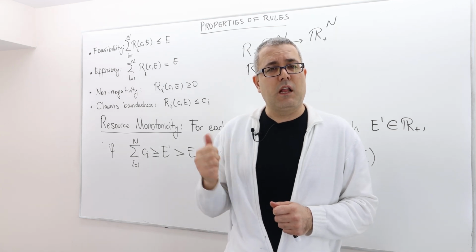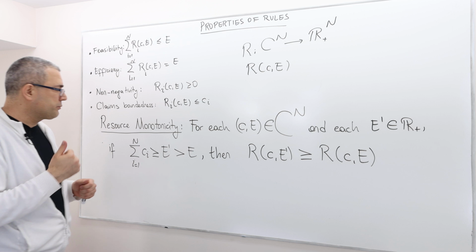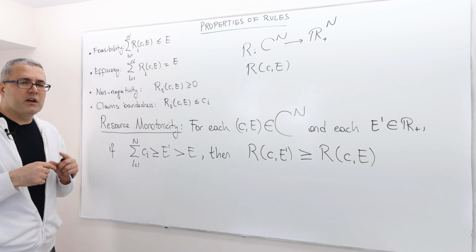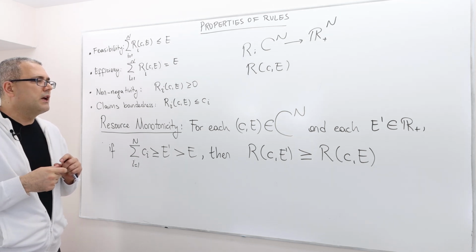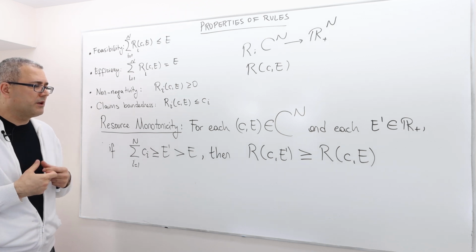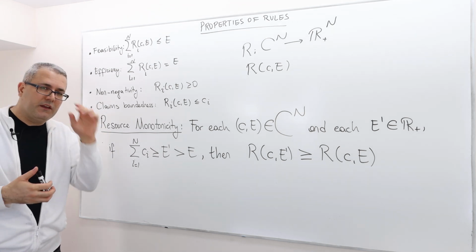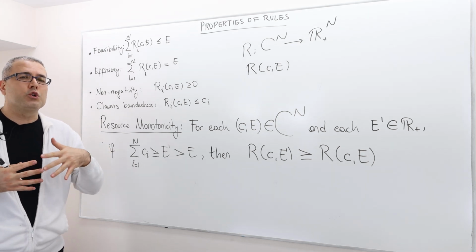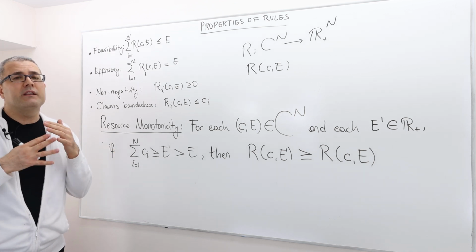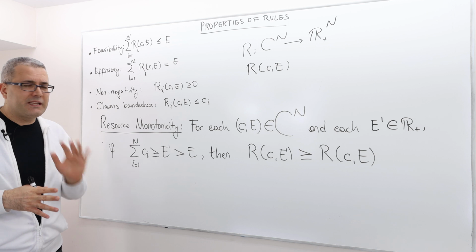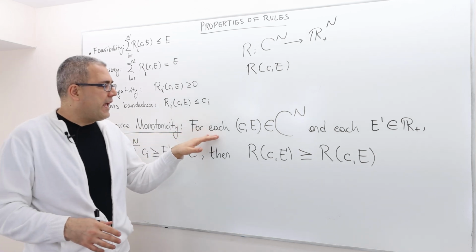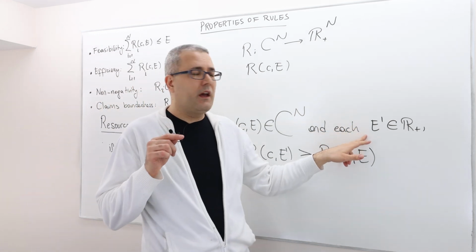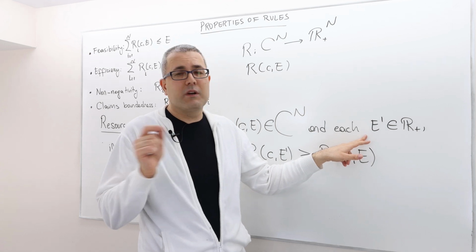Hi folks, this is our last property. It's called resource monotonicity. This time we are not increasing the claim of an agent, but we are increasing the resource or the surplus to be split among the players. If we increase the surplus, then players' awards should also increase or stay the same, but their rewards should never decrease. That's the idea.